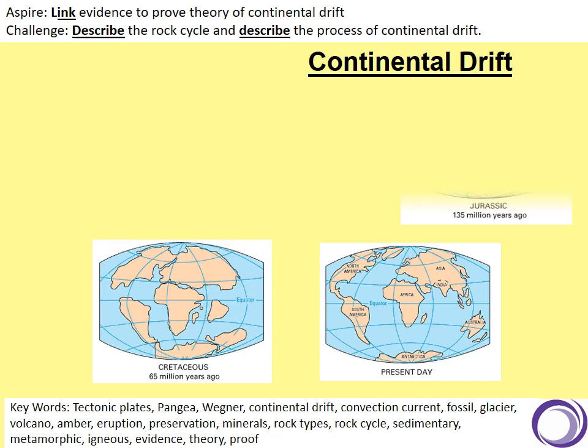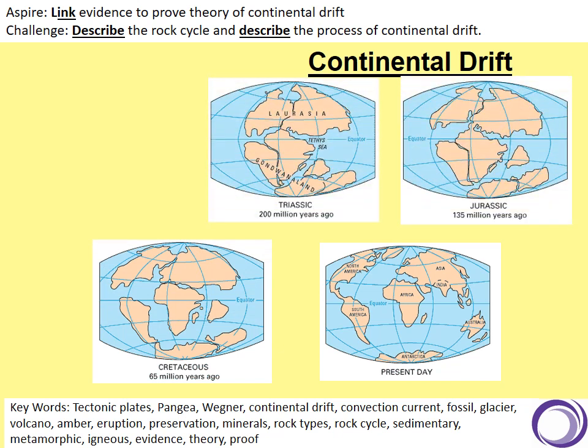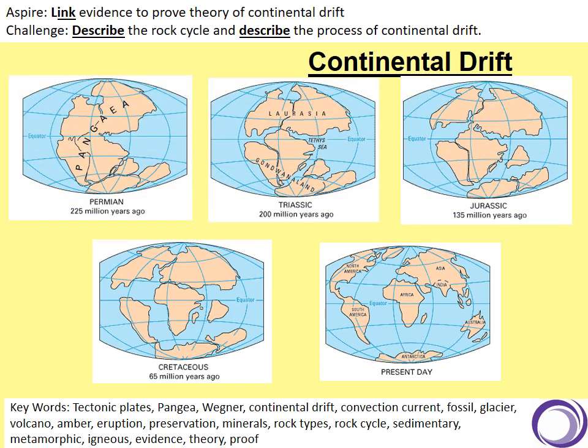So, if we track back through time using Wegener's idea of continental drift, we can see how the different continents have moved further or closer away from each other through time.